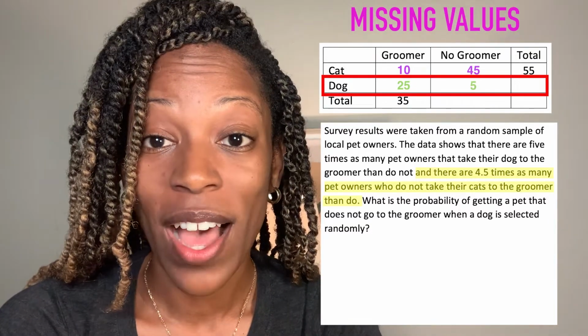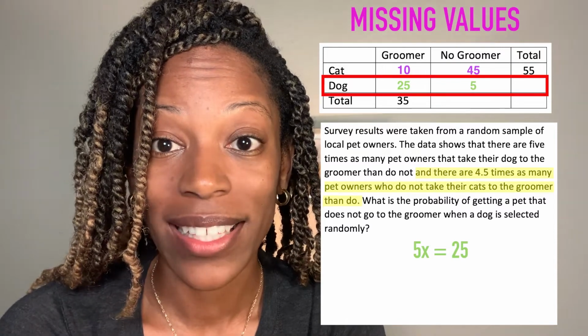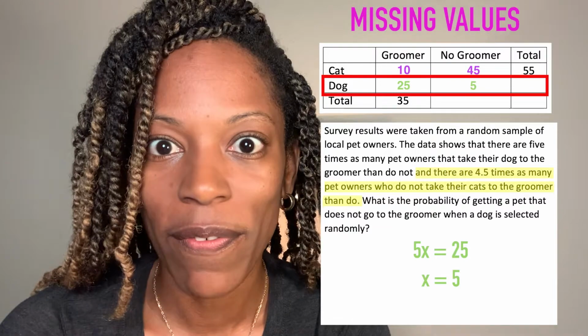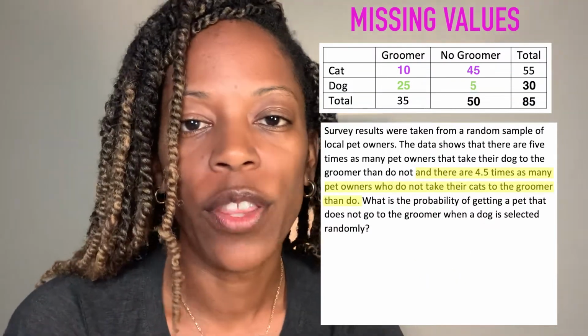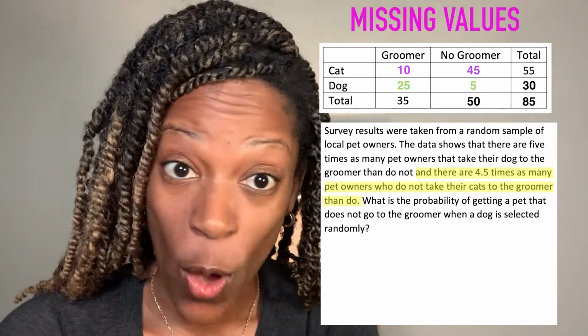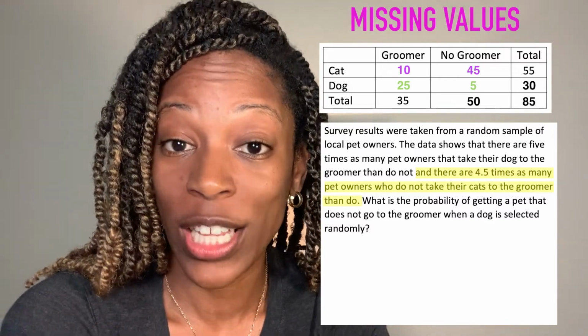So that 25 had to equal 5x. If you divide both sides by 5, x equals 5. 5 times 5 is 25. Just use addition to fill in the rest of the missing values. See, that wasn't that bad. Now we have a normal looking two-way table.